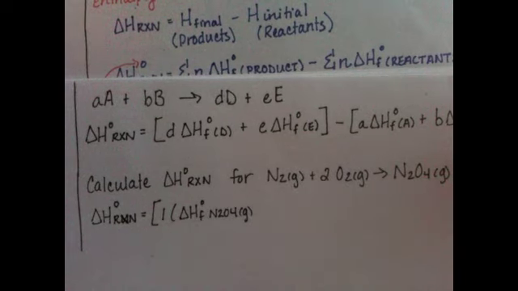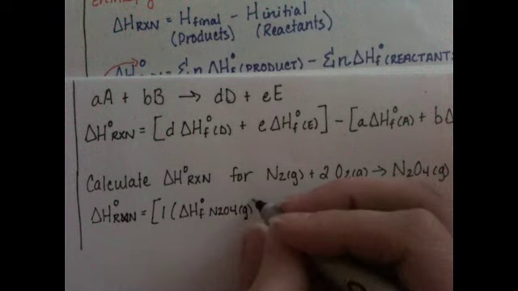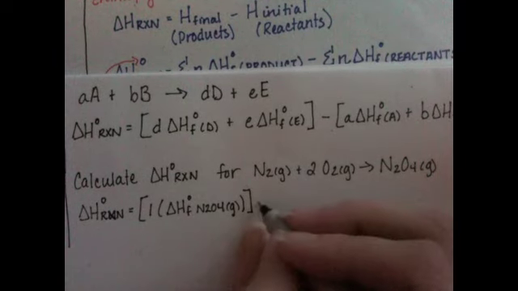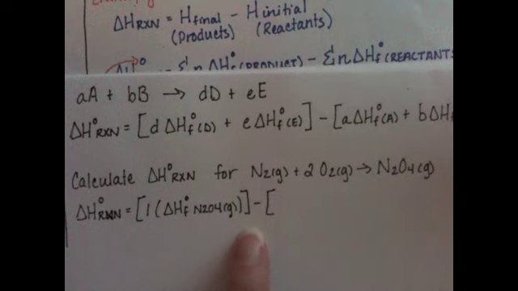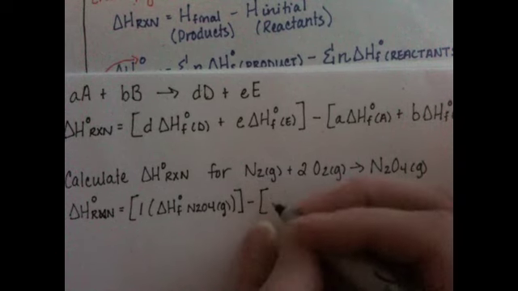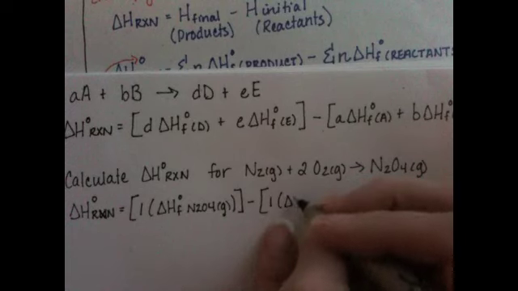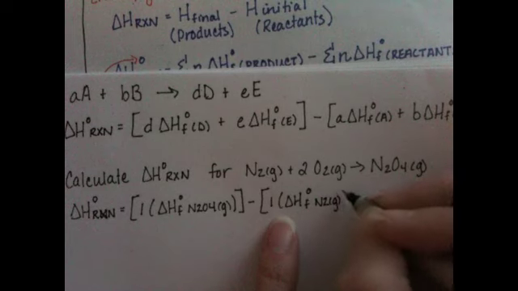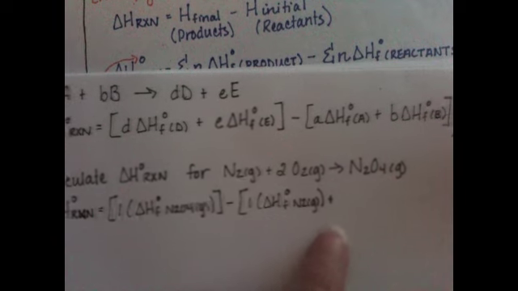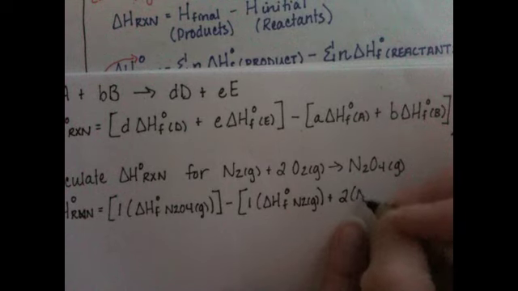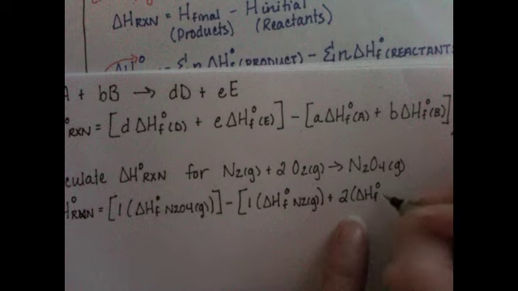Remember, you got to make sure that you keep track whether it's a gas or a liquid or a solid or whatever. And that's all of your products. And from that, we're going to subtract the total enthalpy of formation for our reactants. We have an N2 molecule. Its coefficient is 1. So 1 times the delta H of formation of N2 gas. Plus, we have an O2 molecule. Its coefficient is 2. 2 times the enthalpy of formation of O2 gas.